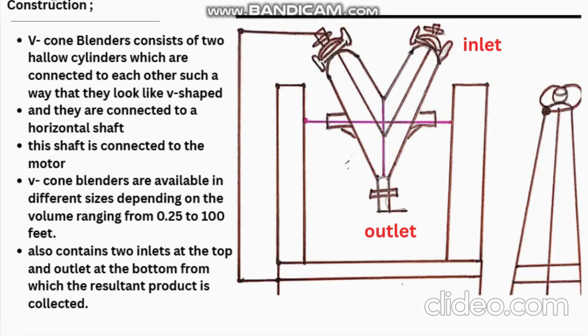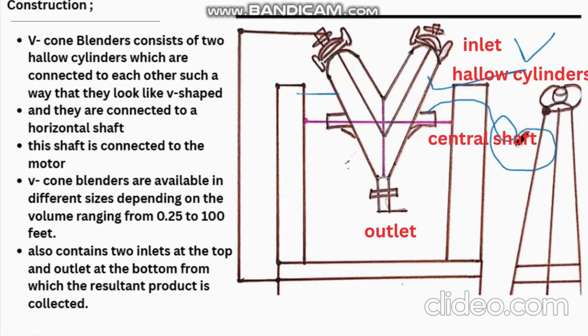Construction of V-cone blender. V-cone blender mainly consists of two hollow cylinders. Here you can see there are two hollow cylinders which are connected to each other in such a way that they look like a V shape. Then they are connected to a horizontal shaft. Here in the diagram you can see there is a horizontal shaft.